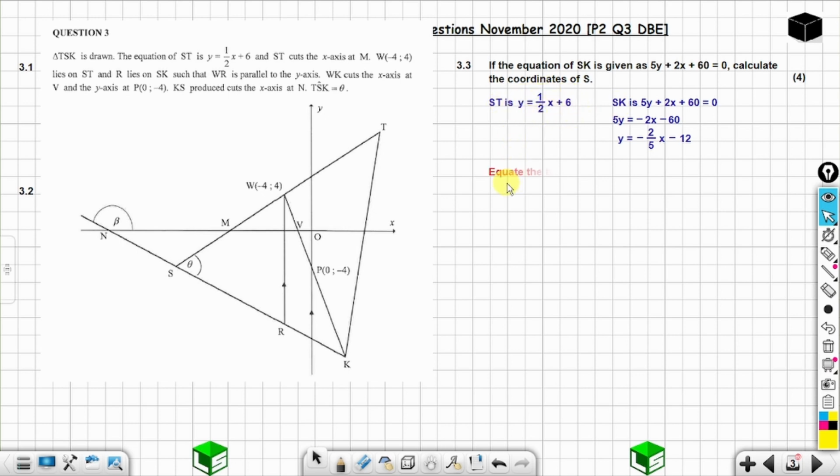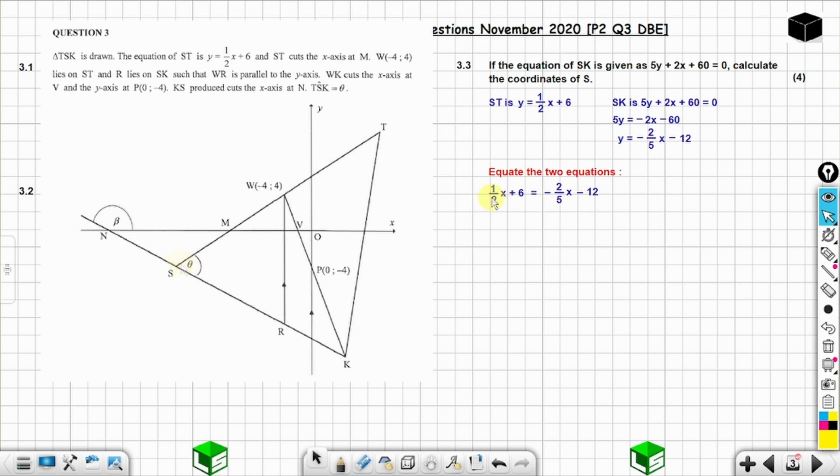So you are going to equate the two equations. For ST, ST is equal to SK. This is what you have to do because ST and SK have the same x and y values at this point, at the point S. So this is the reason why you have to equate the two equations.